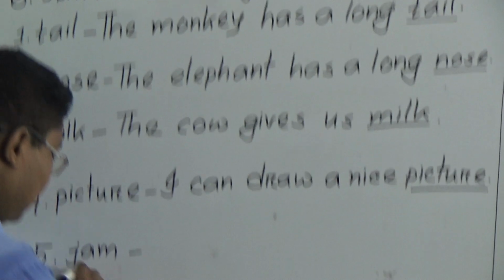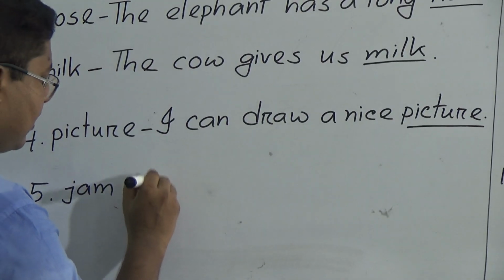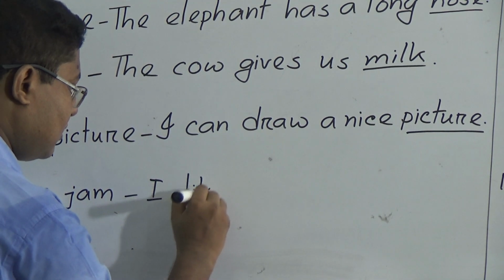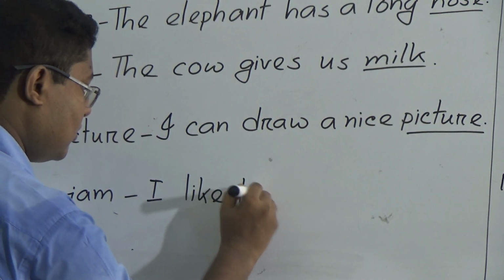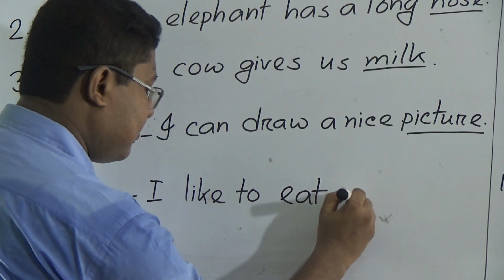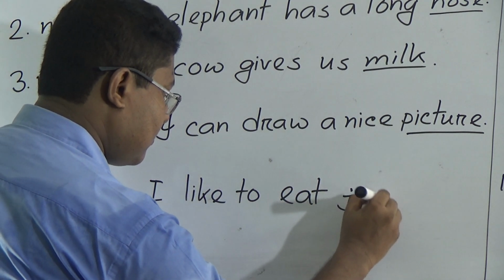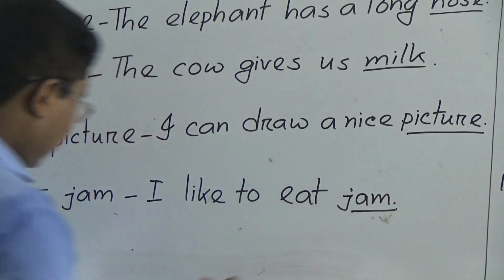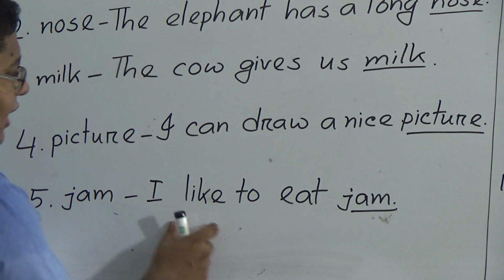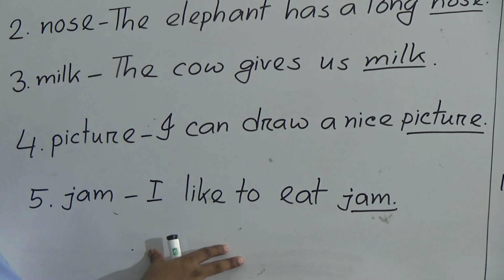Jam. Next word is jam. If you write, I like to eat jam. If you write, I eat jam, this is also correct. I like to eat jam, this is also correct.